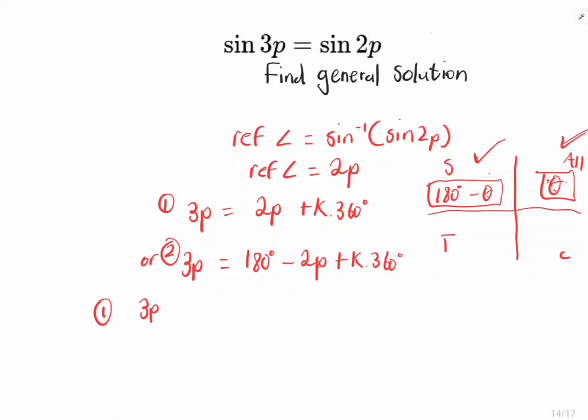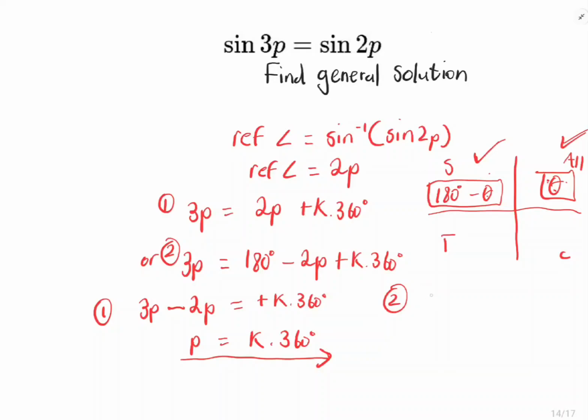You take the 2p over to the other side, so 3p minus 2p is equal to k dot 360 degrees. You don't even need to say plus because it's alone now. 3p minus 2p is equal to p. So p would be k dot 360 degrees. That's your first solution. The second solution is this one.